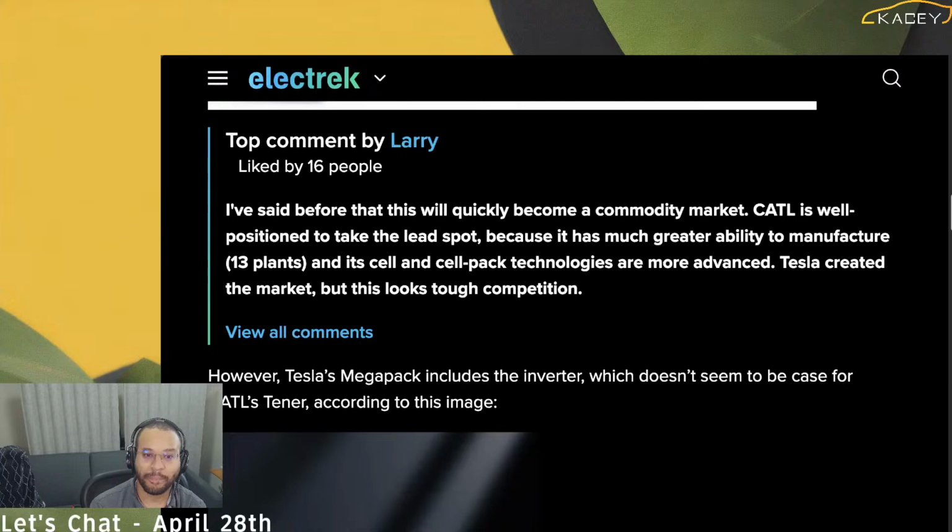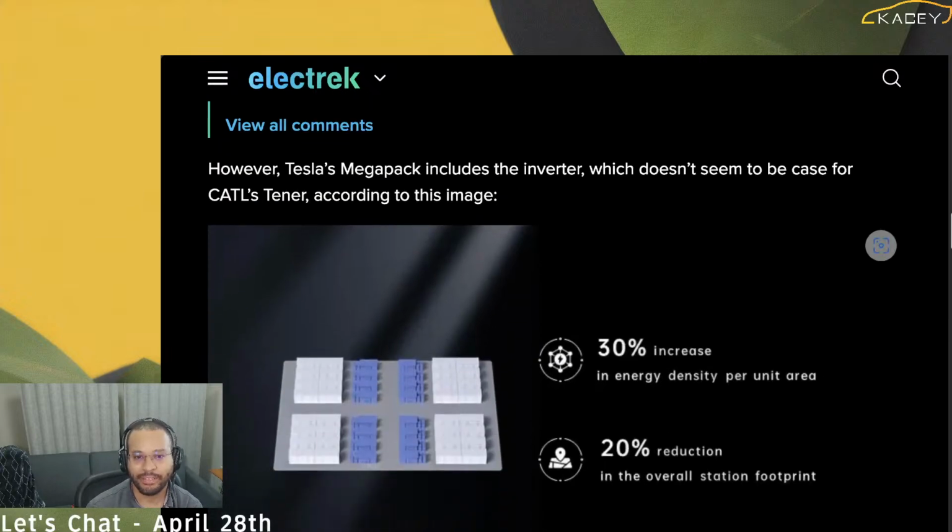Top comment by Larry. I've said before, this will quickly become a commodity market. CATL is well positioned to take the lead spot because it has much greater ability to manufacture at 13 plants, and its cell-pack technologies are more advanced. Tesla created the market, but this looks like tough competition. They still have a chance, Tesla, but it might be that this is going to be the Coke, Pepsi, and third-party runner situation going on with this. However, Tesla's Megapack includes the inverter, which doesn't seem to be the case for CATL's TENER, according to this image.